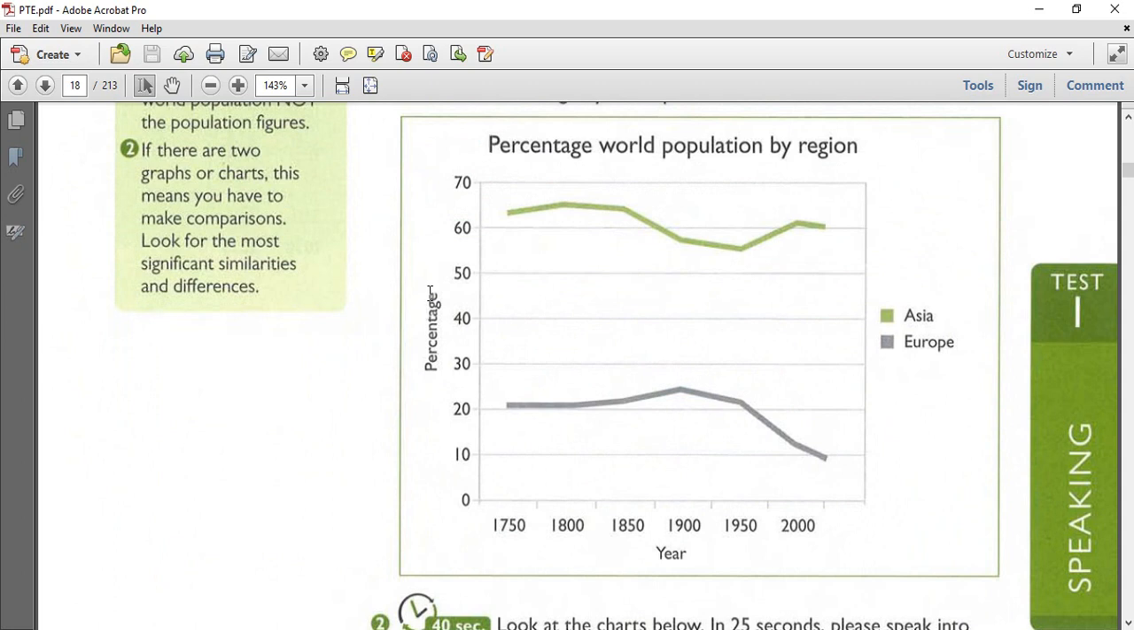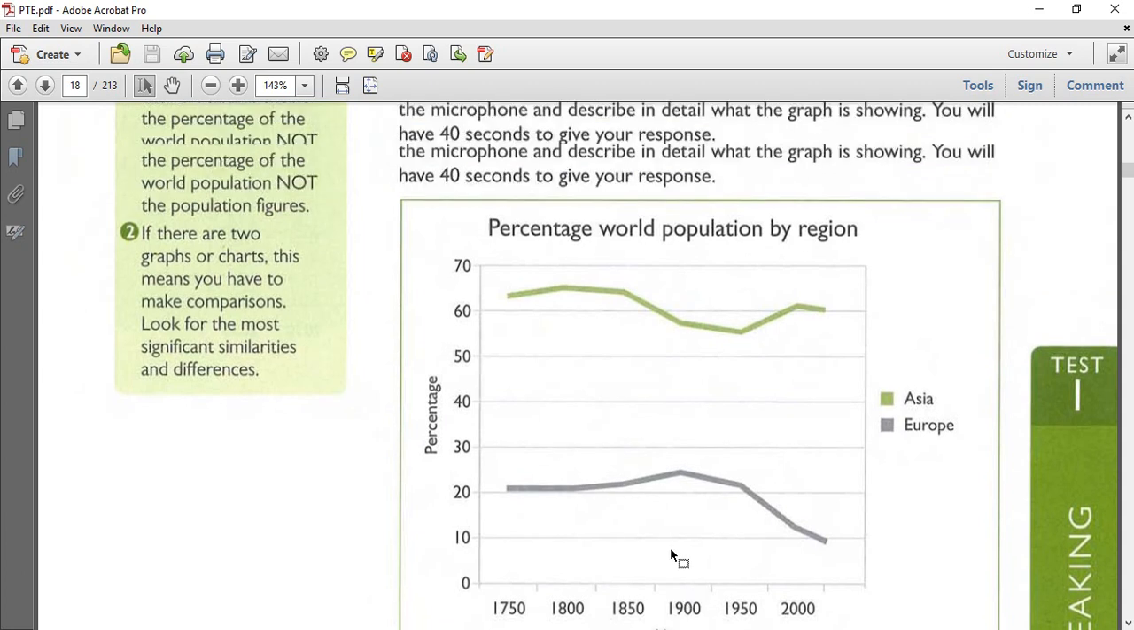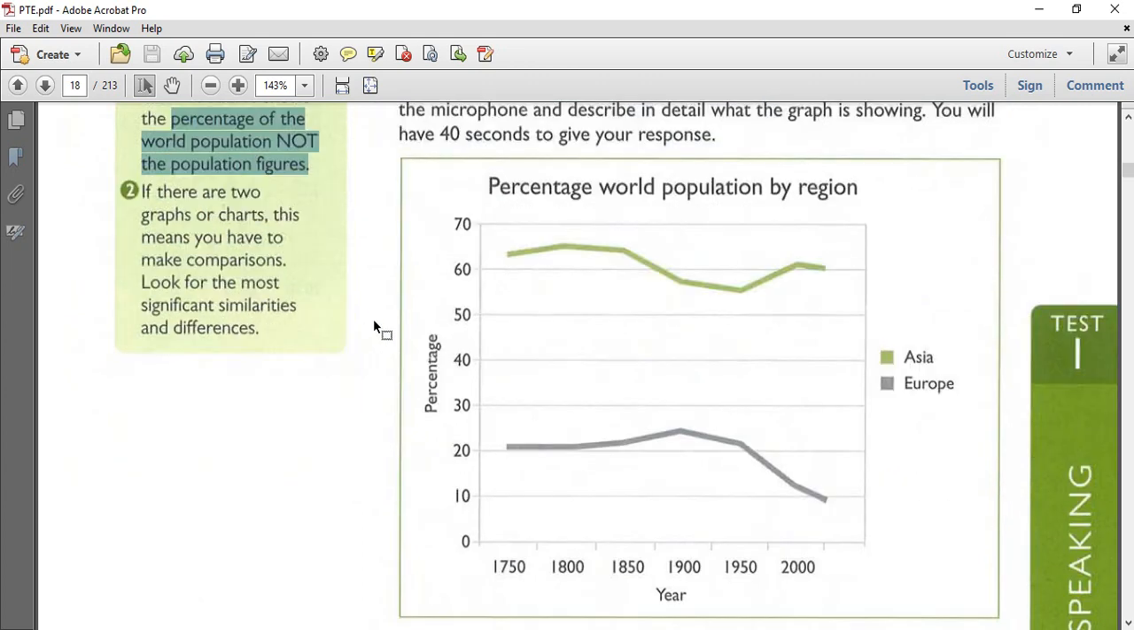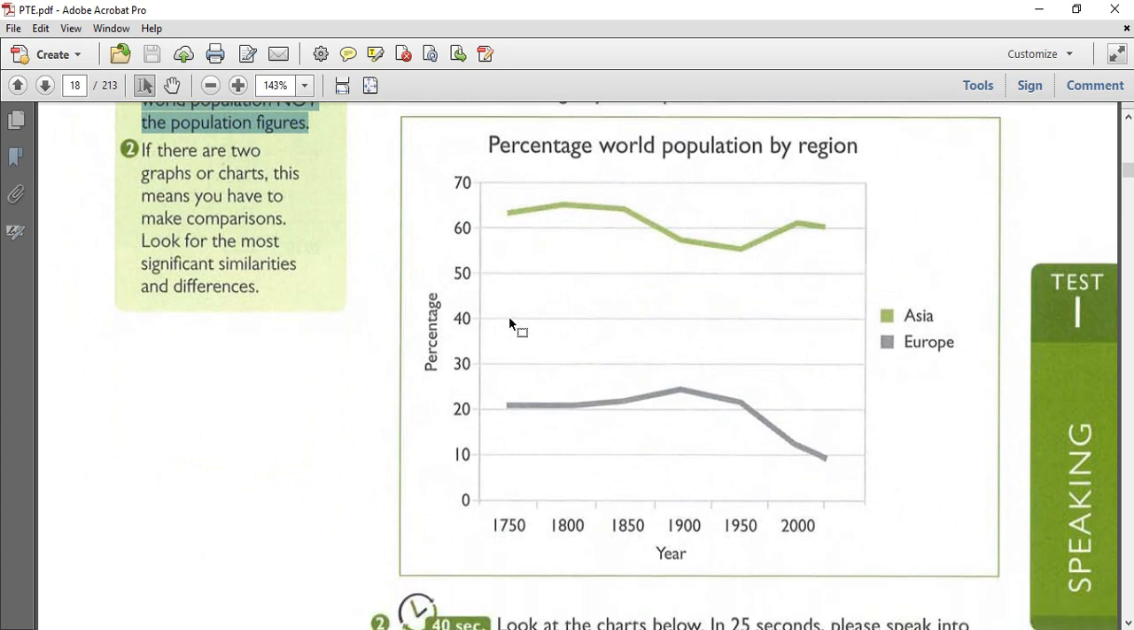So we can see that for the y-axis, there's the percentage, and for the x-axis, this is the year, and we are going to look at this image for 25 seconds, then give the response for 40 seconds. So look closely at the boxes, the percentage, not the figure. Okay, so if this image is given to you in the exam, what are you going to describe?